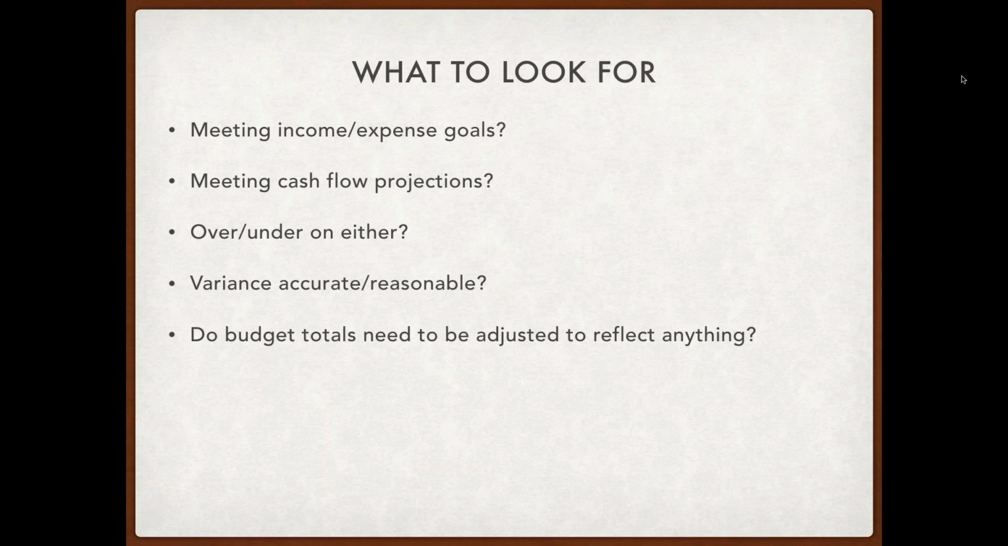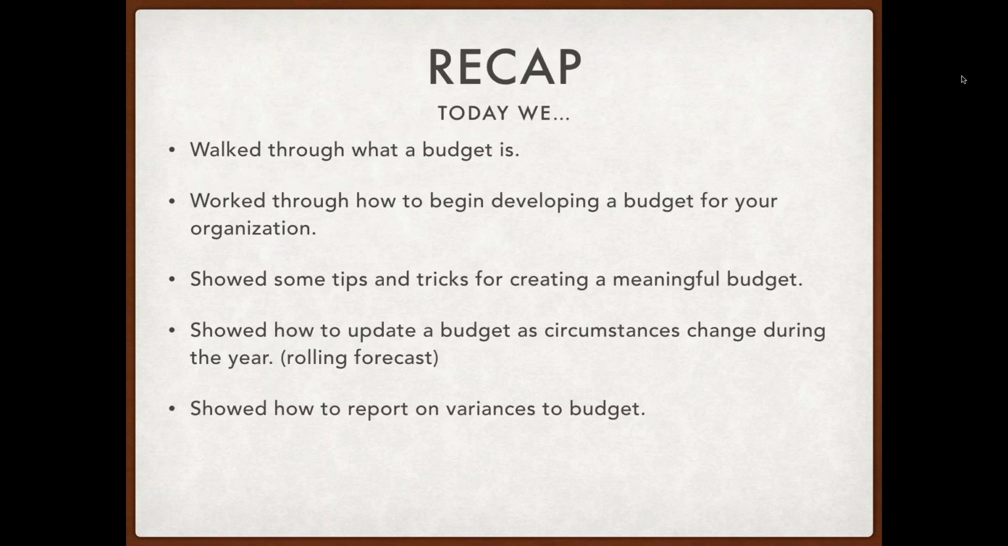Are you over or under on either of those? What are your variances? Are they accurate? Are they reasonable? You might look at a variance and go, yep, okay, we expected that, this type of thing happened, so that's why we didn't hit that goal, or that's why we really exceeded that goal. And then, do budget totals need to be adjusted to reflect anything? Again, that rolling forecast is stuff happening throughout the year that you need to factor into your remaining budget for whatever period or year that you're budgeting for.